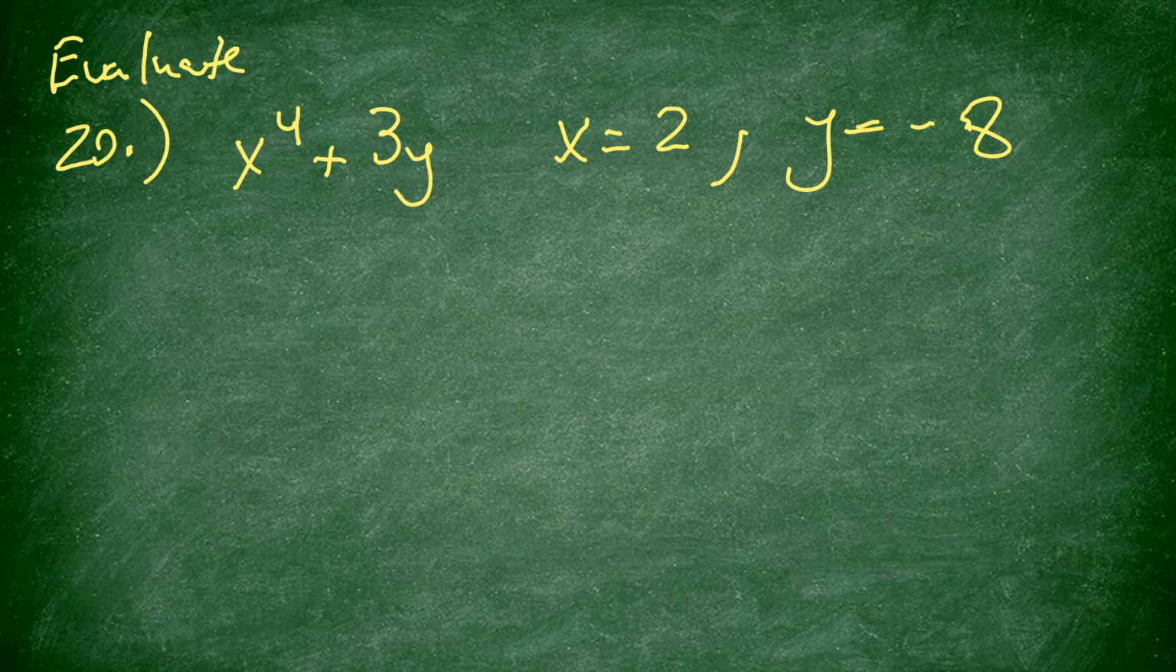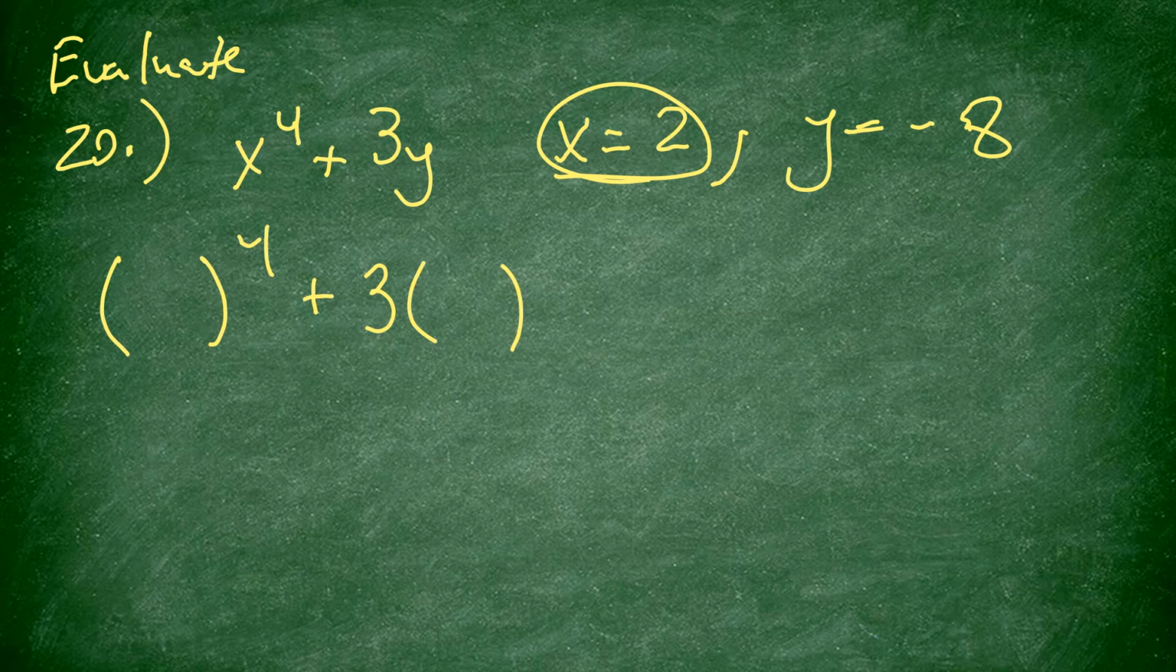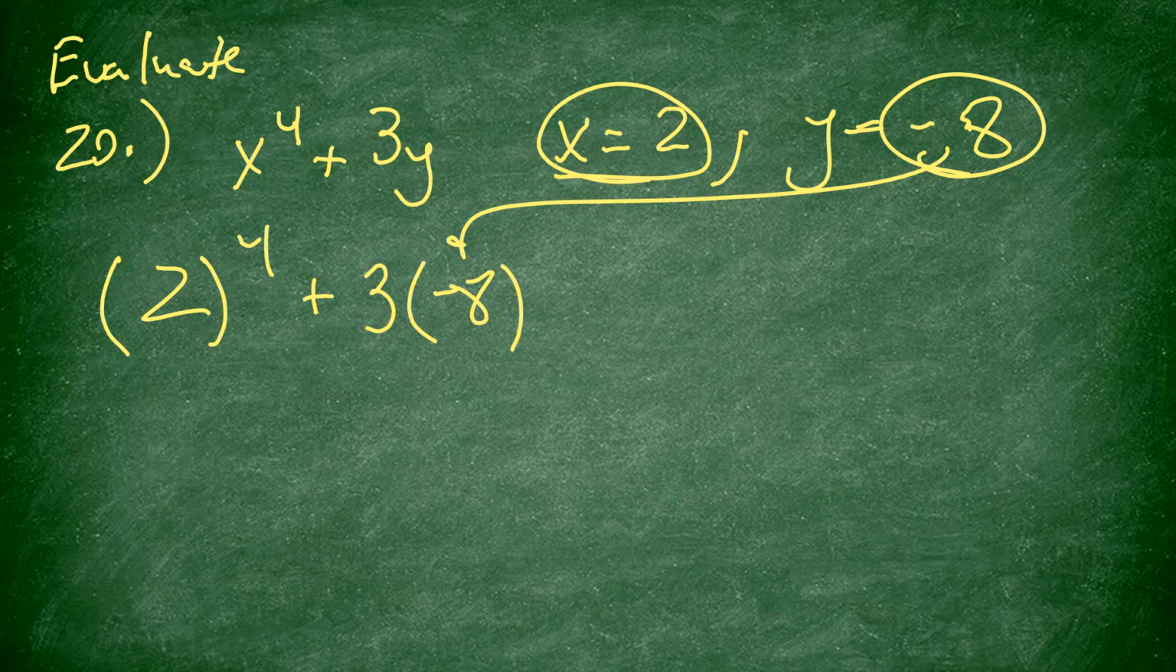Done. All right, number 20 is just like the previous page, numbers 4 to 7, but it's just a little bit more complicated stuff. So the first thing I do, step 1, is wherever I see a variable, I write an empty set of parentheses. So I say empty set of parentheses to the 4th, plus 3, empty set of parentheses. Now 2 goes in with x, so 2 has to go into the first one. Negative 8 has to go in that one.